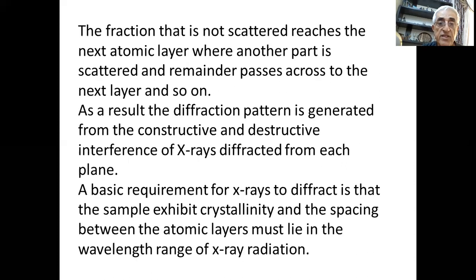The fraction that is not scattered reaches the next atomic layer, where another part is scattered and the remainder passes across to the next layer, and so on. As a result, the diffraction pattern is generated from the constructive and destructive interference of X-rays diffracted from each plane. A basic requirement for X-rays to diffract is that the sample exhibits crystallinity, and the spacing between the atomic layers must lie in the wavelength range of X-ray radiation.